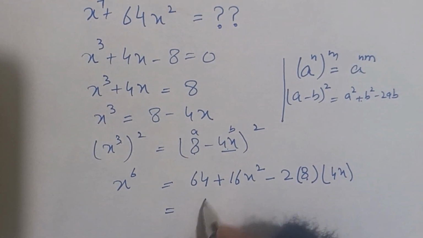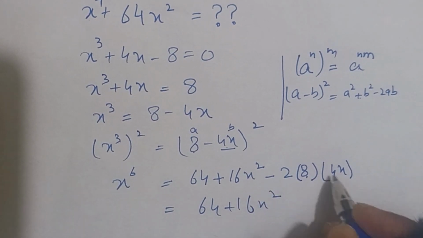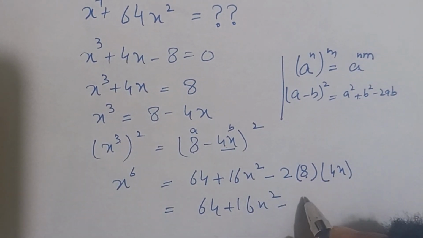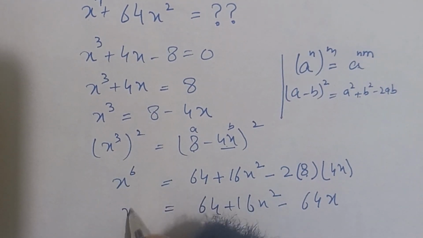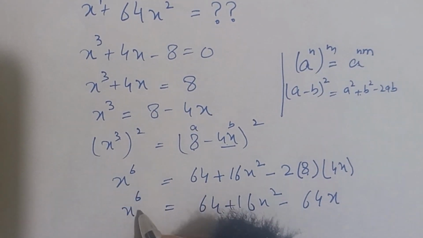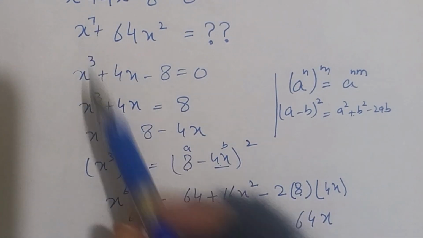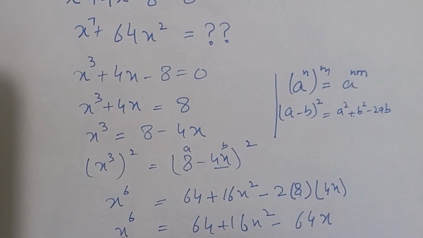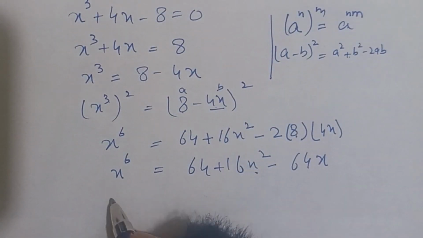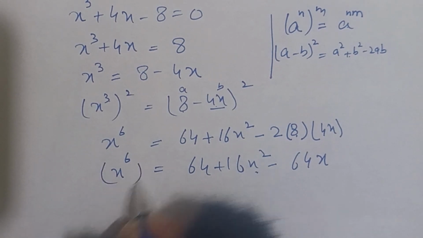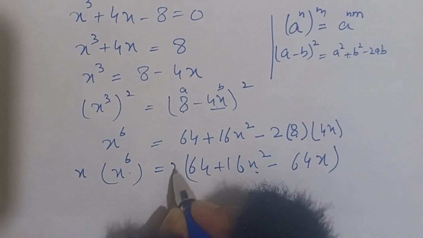So now we rearrange this value. This is 64 plus 16x square minus 64x. The left hand side is x raised to the power 6. But in our question we have x raised to the power 7. So in the next step, we multiply this equation by x on both sides, multiplying the left side by x and also the right side by x.